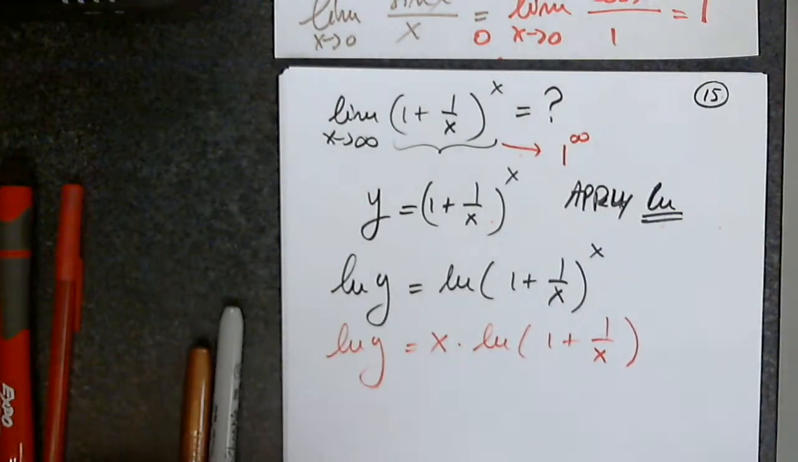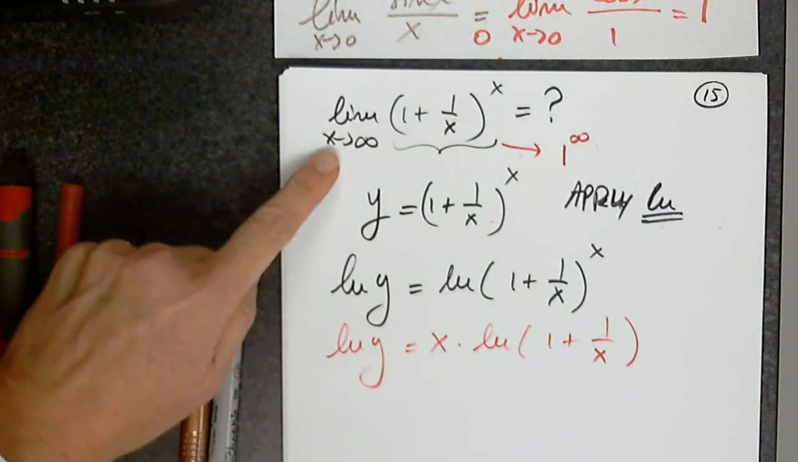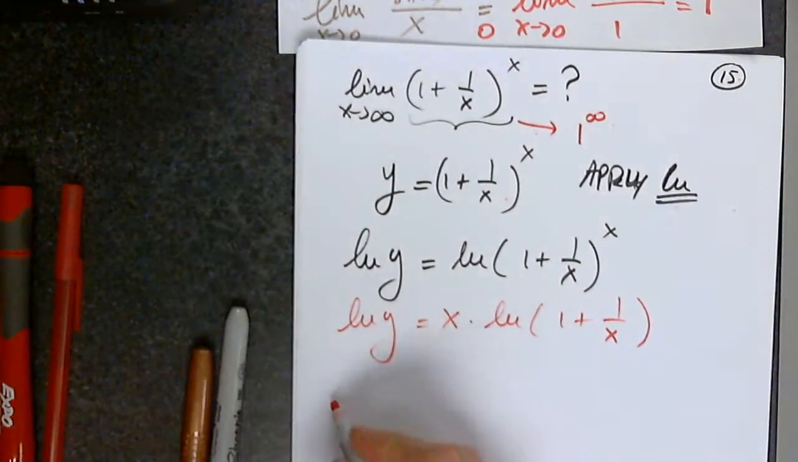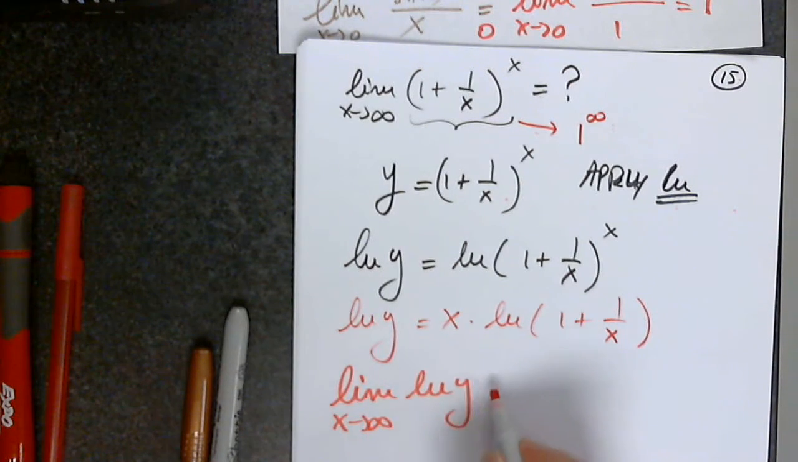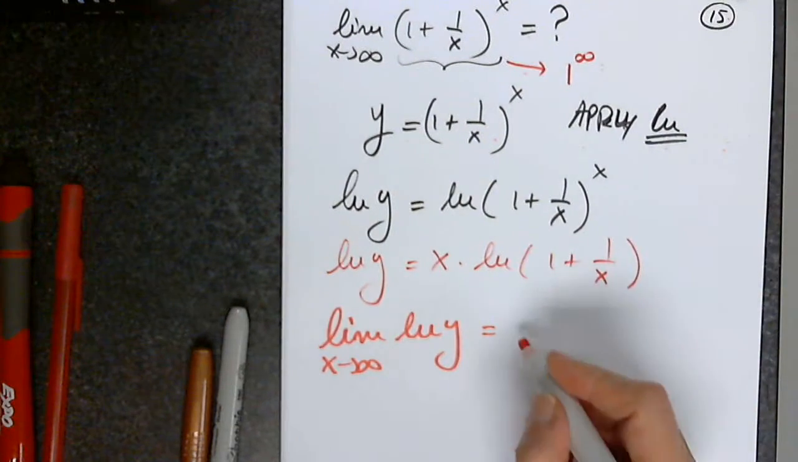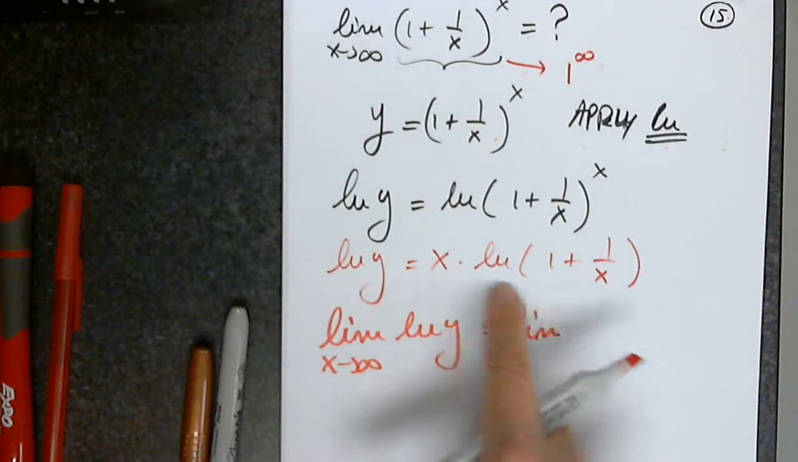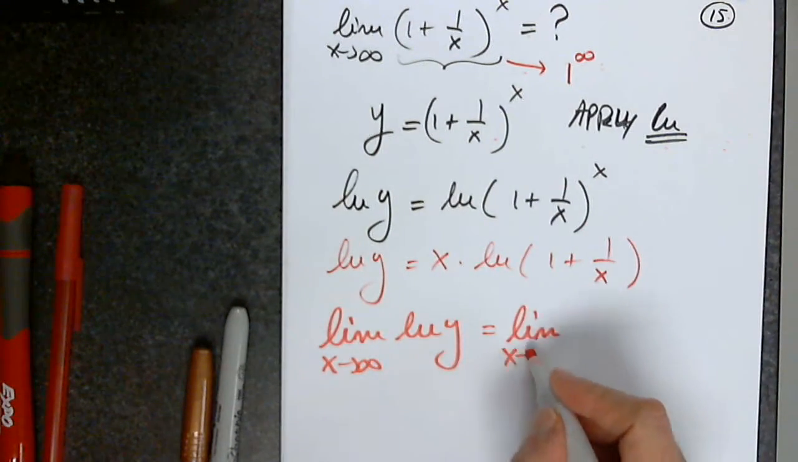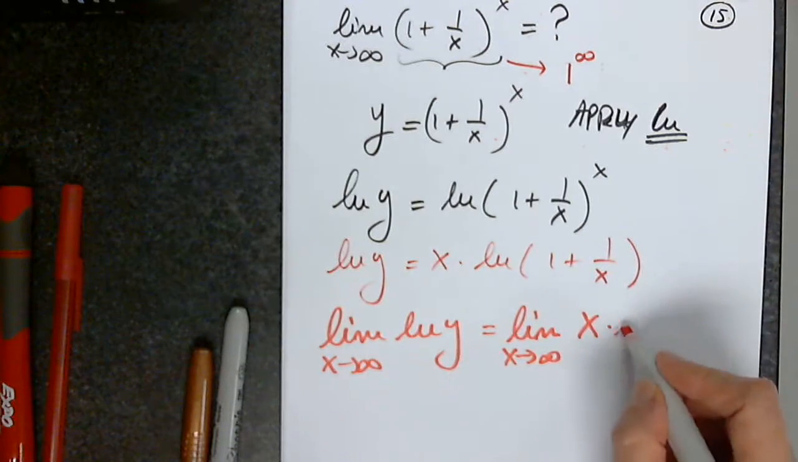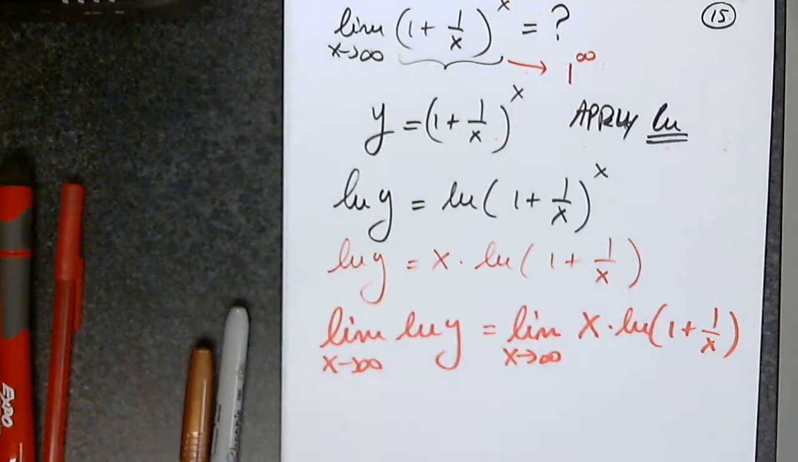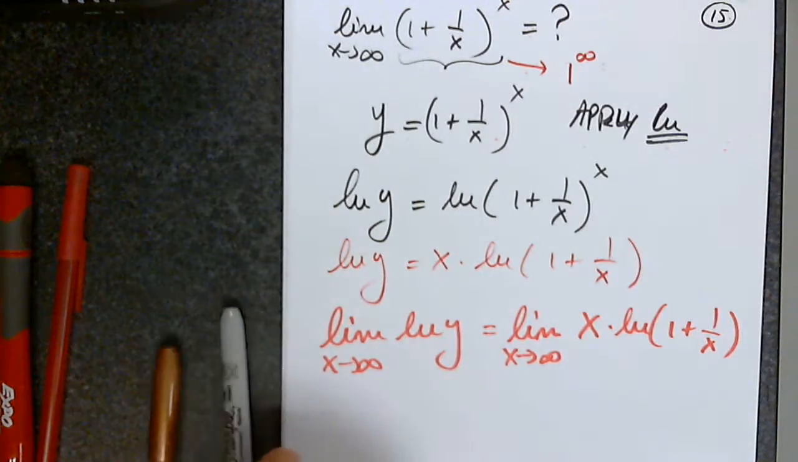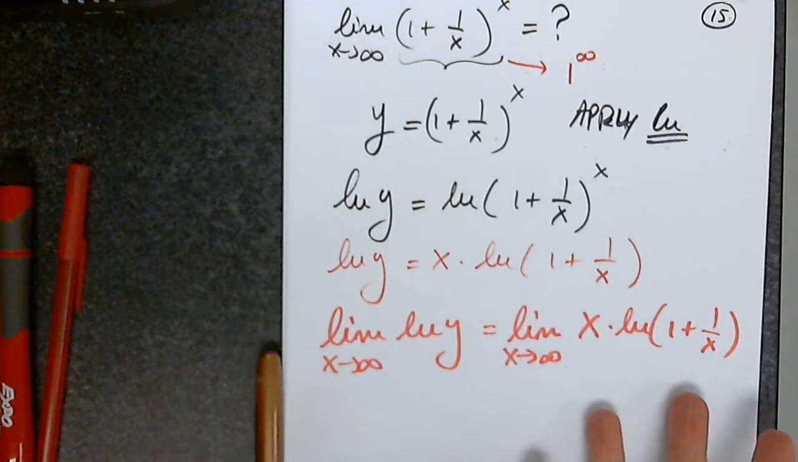So I'm going to say, yeah, I know the problem is asking me to find the limit of the function, but I'm going to stretch it a little bit and find the limit of natural log y. So this is the limit, as x approaches infinity, of x times natural log of 1 plus 1 over x. Because now I want to determine this limit.